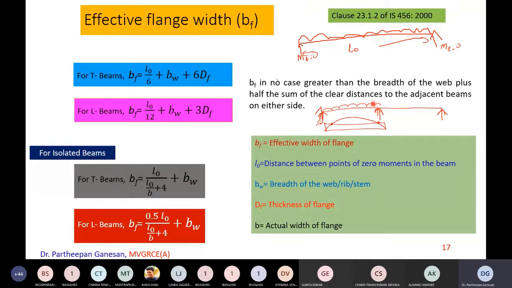Is that clear? So that L0 is the distance between the points of zero moments, by 6 plus BW, where BW is the width of the web portion, the beam portion.